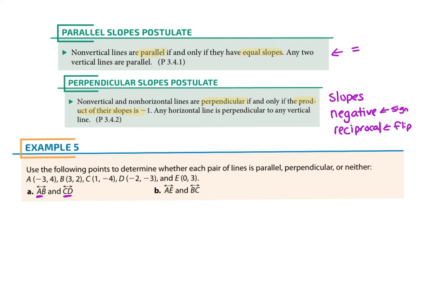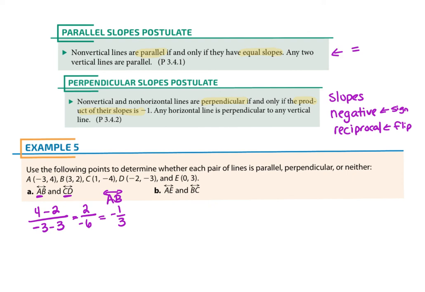So for AB, I'm just going to do my slope formula. I'm going to say subtract my y's over subtracting my x's. So 4 minus 2, -3 minus 3. 4 minus 2 is 2. -3 minus 3 is -6. I'm going to get -1/3 for the line AB.